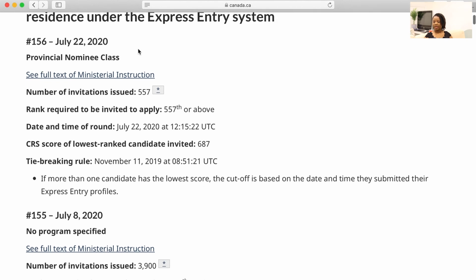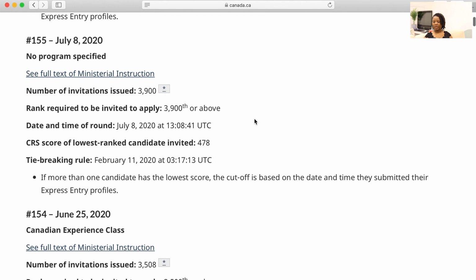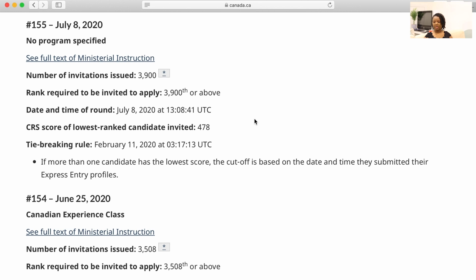This last draw that we can see for July 22nd obviously did not include the Federal Skilled Worker Program. It was for the provincial nominee class. So we're just going to skip over that because we are not at that program yet. We're talking about the most popular program right now, which is the Federal Skilled Worker Program without provincial nomination or Canadian experience or any of that. So this is the one that concerns us. There was no program specified, right?